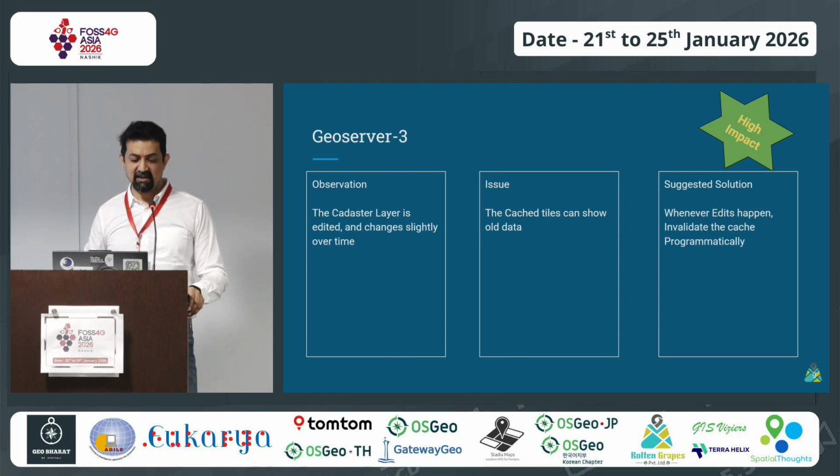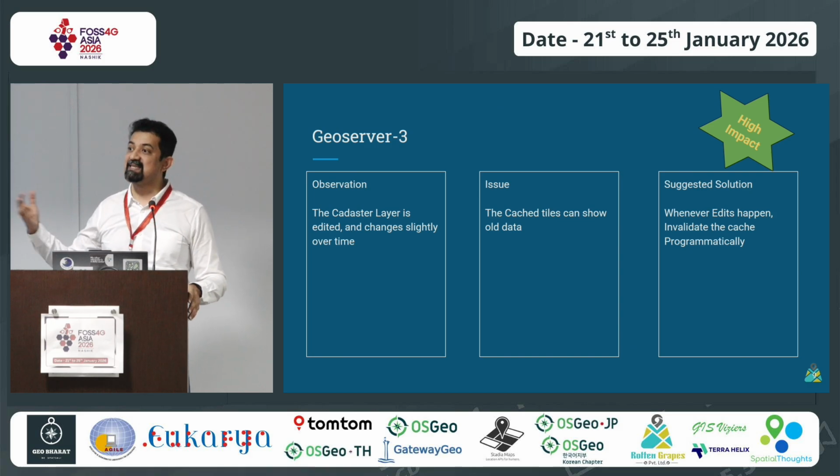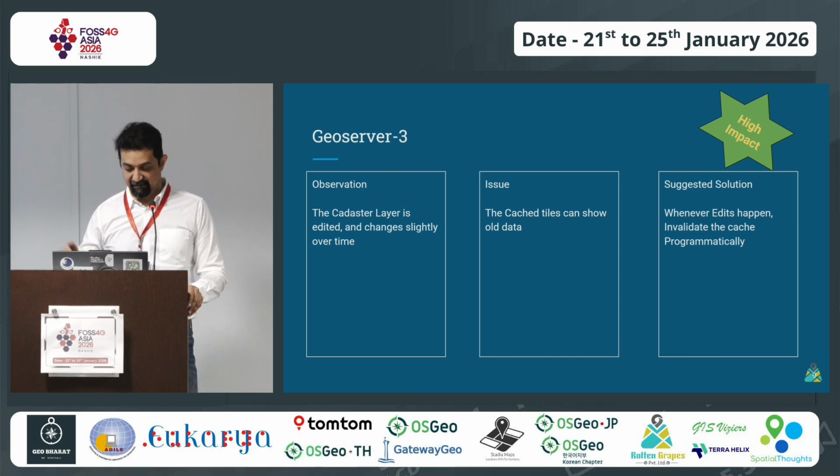Then we looked at how the data was being edited, because we are saying let's cache it. But what happens when the data gets edited? The user should not be shown the old data, right? And that is what would happen when you have tiles and caches being served out to users. So you need to have some way of programmatically invalidating the cache.